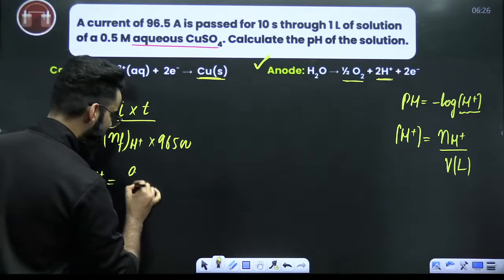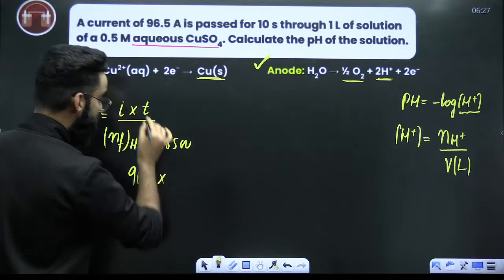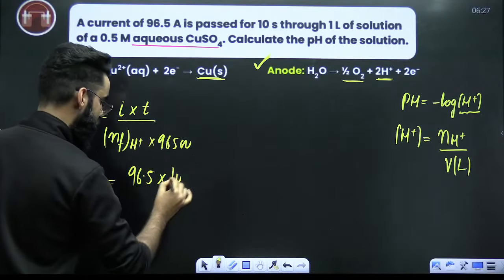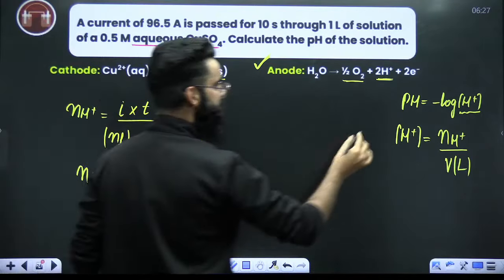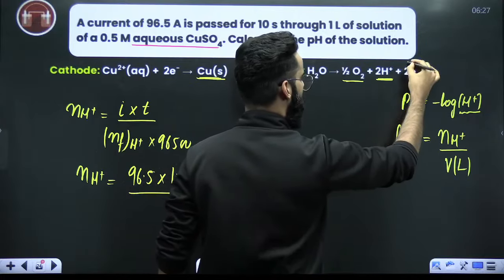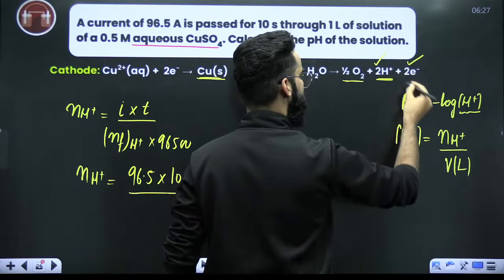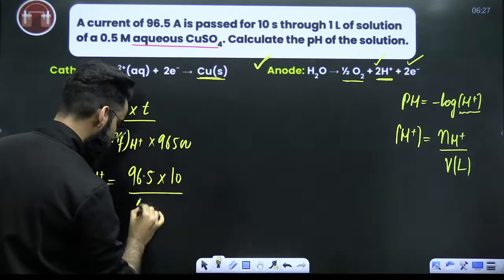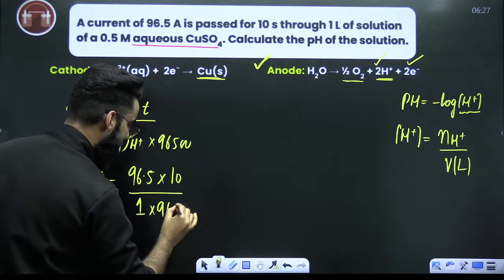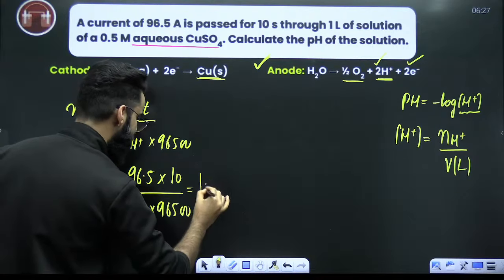Current is 96.5 amperes. For how much time? 10 seconds. Divided by, what is the N factor of H positive? N factor of H positive is moles of electrons exchanged divided by stoichiometric coefficient. 2 by 2 is 1. This is 1. Multiplied by 96500. The value comes out to be 10 raised to minus 2.